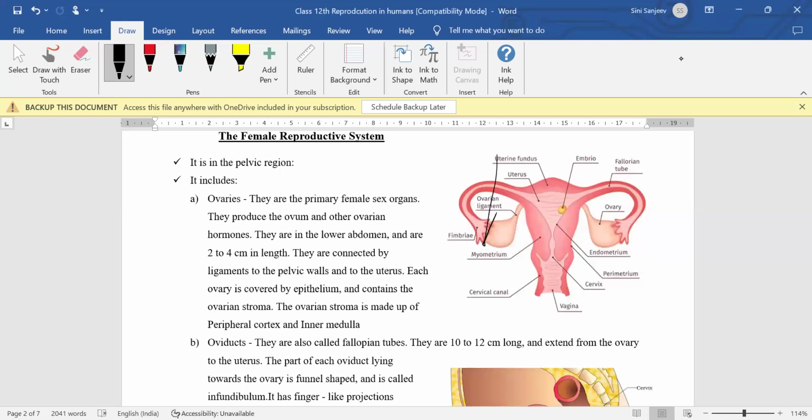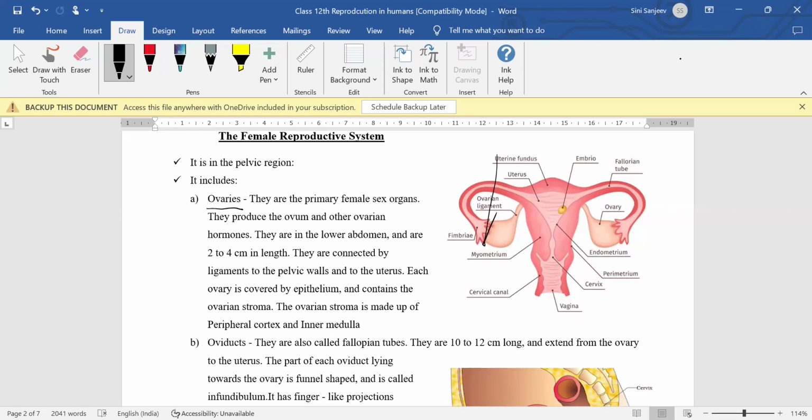Now, what are the organs involved in female reproduction? The first and primary organ involved here is the ovaries. They are known as the primary female sex organ because their main role is to produce what? Eggs. So the ovaries are the place where the ovum, or eggs, are produced. And whenever eggs are being produced, certain hormones also play a major role.